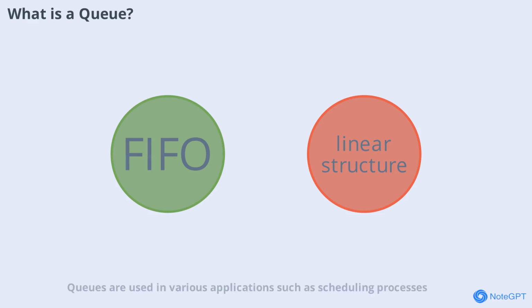Queues are used in various applications, such as scheduling processes, managing resources, and even in everyday scenarios like waiting in line. Let's look at how this FIFO behavior shapes the way queues operate.